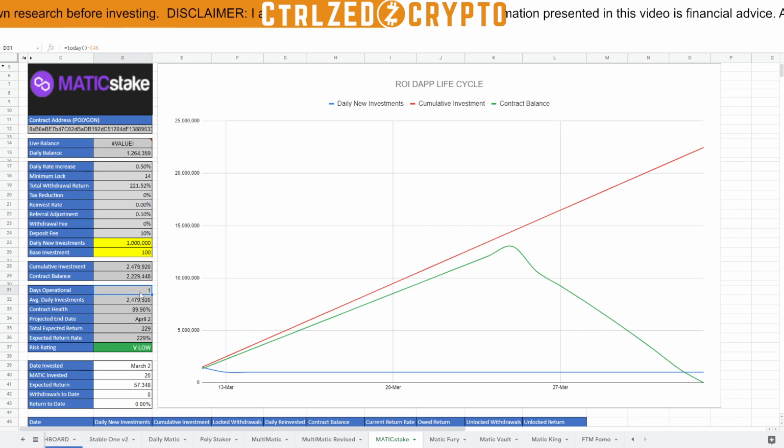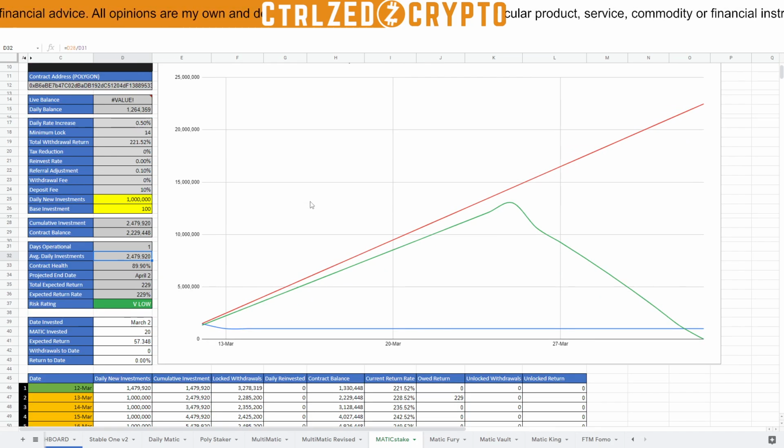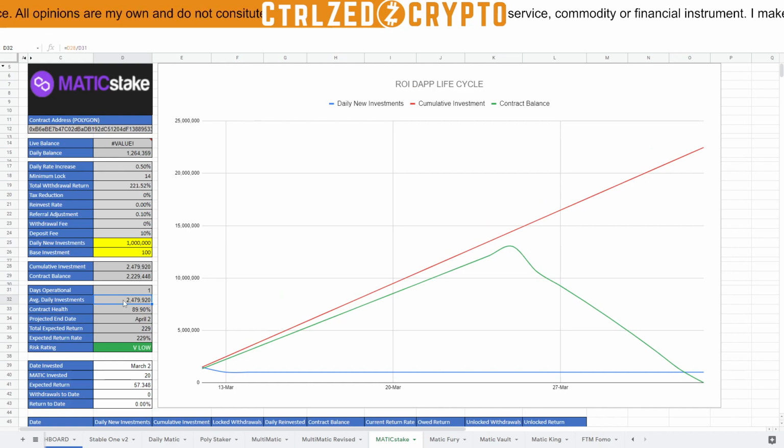So days operational 1, I think it's slightly more than 1 from the perspective of the chain. There's a few hours peeking into the previous day, but I'm counting that as just 1 for simplicity here. So we had 2.4 million invested just on day 1. Sorry, I think this is average daily investments. Forget about that. Contract health is not really that indicative on day 1 of a chain.